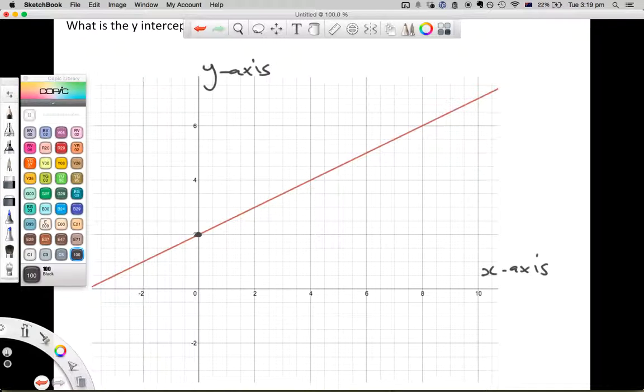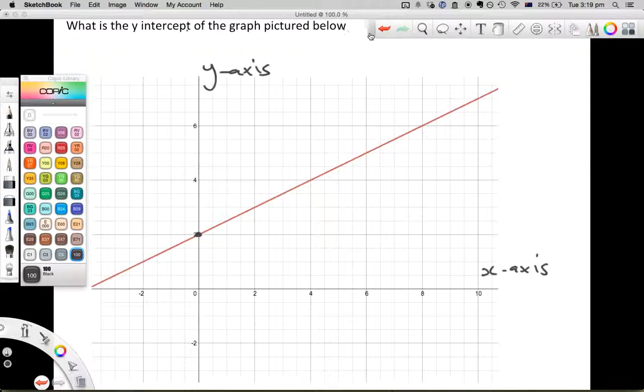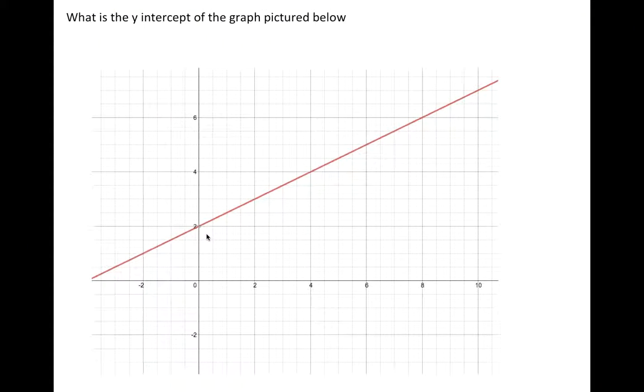So here we're asked, what is the y-intercept of the graph pictured below? And the answer is just y-intercept equals 2. Because that's that number there. So that's easy. Now what's the next thing we need to look at?